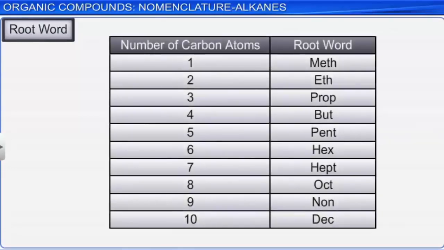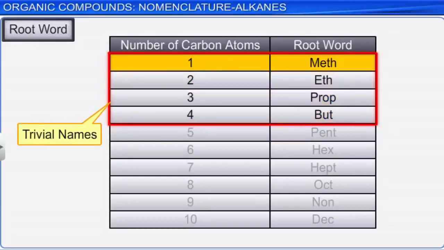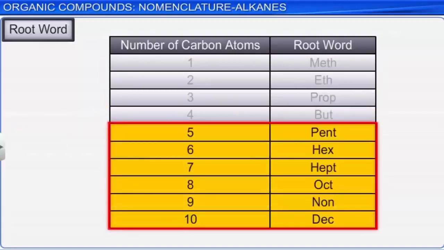A chain which consists of up to 4 carbon atoms is assigned special root words from their trivial names. Thus, the root word for 1 carbon atom is meth, 2 carbon atoms is eth, 3 carbon atoms is prop, and 4 carbon atoms is but. A chain that consists of more than 4 carbon atoms is assigned a root word derived from the names of Greek numerals.